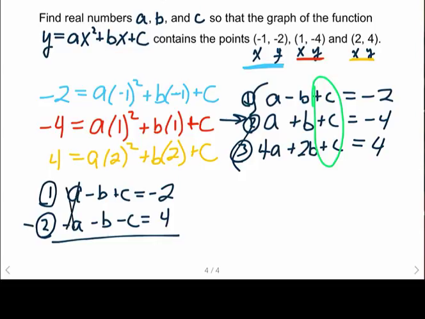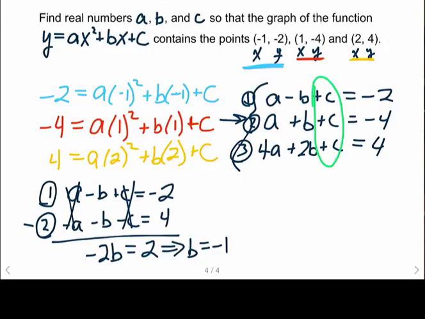As it happens, both the a and the c get eliminated. We have -2b is equal to 2, which tells me straight away that b is equal to -1. I still need to pick a pair and eliminate c again. I need to know what's going on with a. I don't have enough information to back substitute yet.